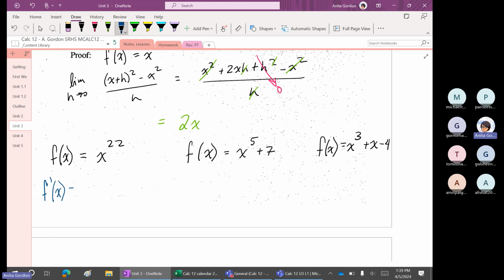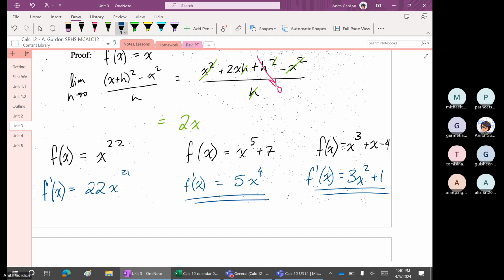F prime of x would equal what? 22 x to the power of 21. Okay, here f prime of x, 5x to the power 4, not plus 7. What is the derivative of a constant? It's 0. So the constant just goes away. We're all done with it. Okay, what about here? F prime of x, 3x squared plus 1. Good job. Right?